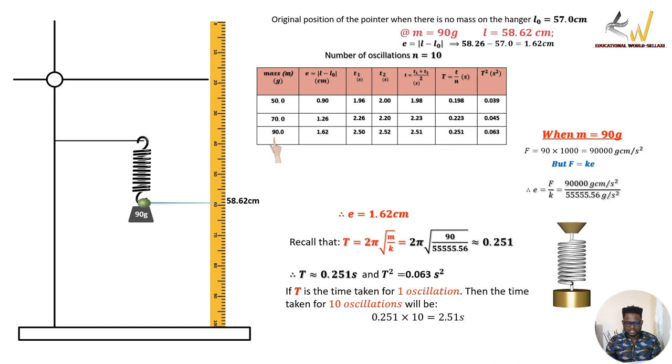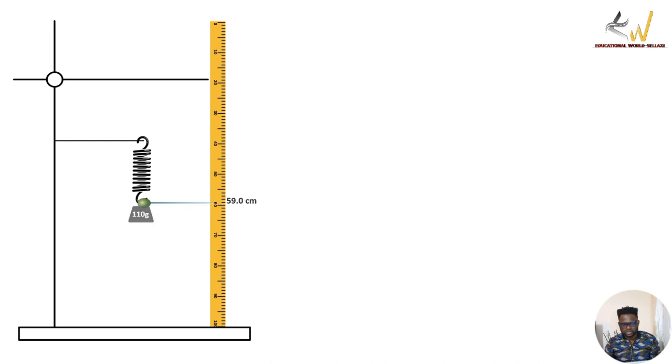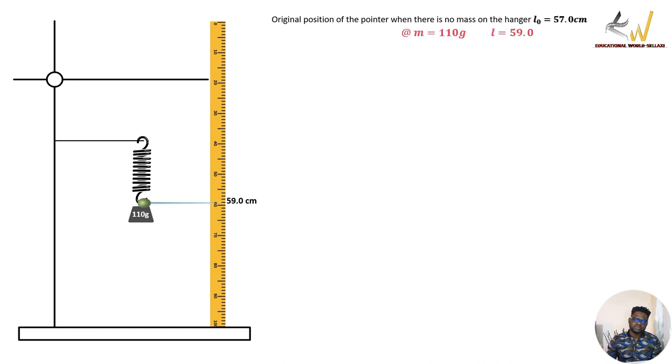So when the mass is 90 grams, the extension is 1.62 centimeters. The time for 10 oscillations, T, is 2.51. The period T is 0.251 seconds. T squared is 0.063 seconds squared. And T1 and T2 are two arbitrary times.